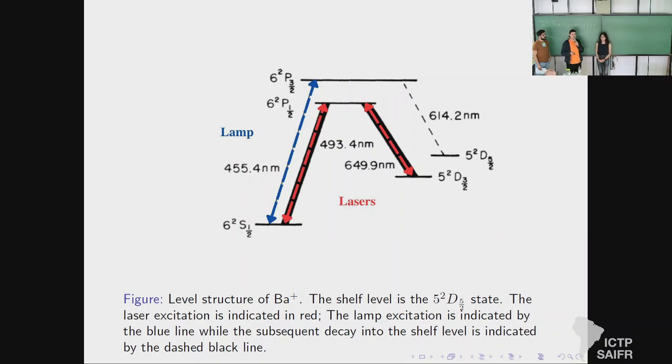And our second is this ground state, the higher state, and our shelved state. So here you have a lamp. The experiments use a filter to select only this one wavelength. And you can excite it from the ground state to the higher state, and it decays to our shelved state. Okay? So the quantum jump is going to be the transition between the shelved state and the ground state.